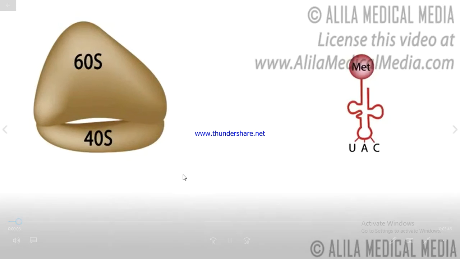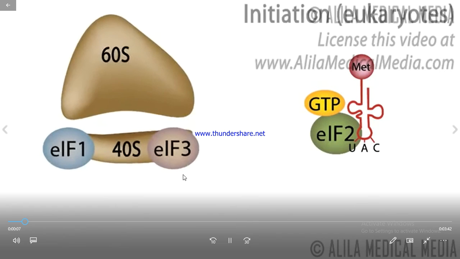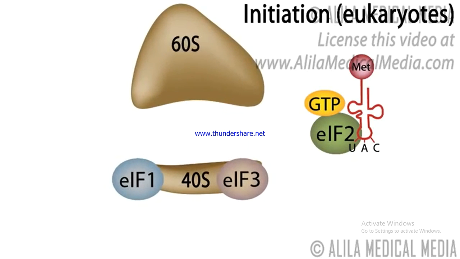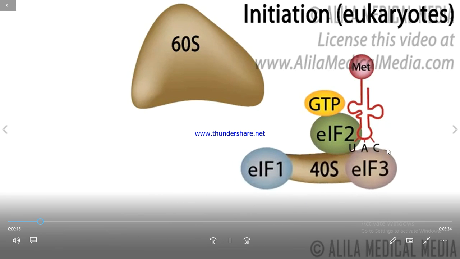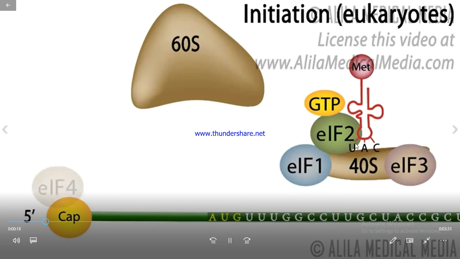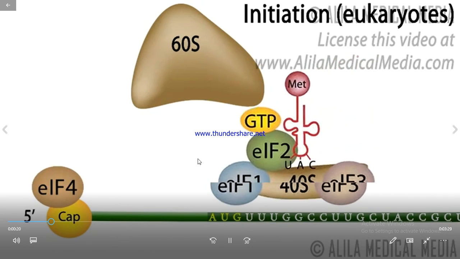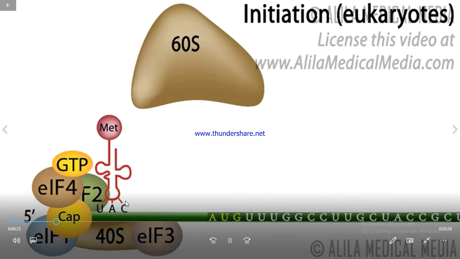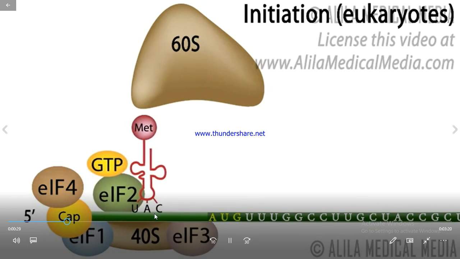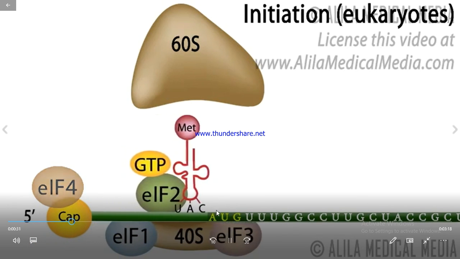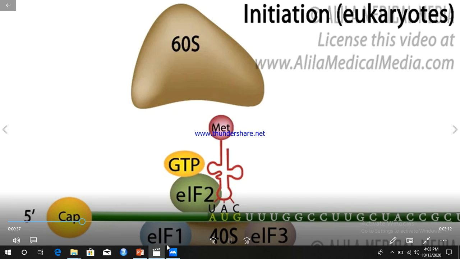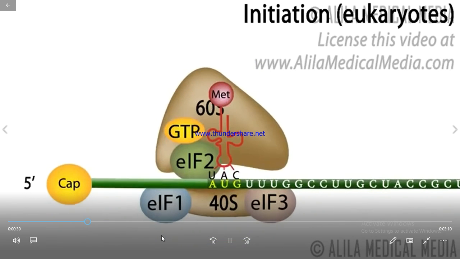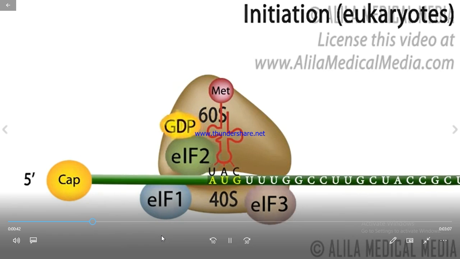Steps of the translation process. Initiation: the small ribosomal subunit binds to the initiator tRNA carrying the initiator amino acid methionine. This complex then attaches to the cap structure at the 5' end of an mRNA and scans for the start codon AUG. This process is mediated by several initiation factors. At the start codon, the large ribosomal subunit joins the complex and all initiation factors are released.